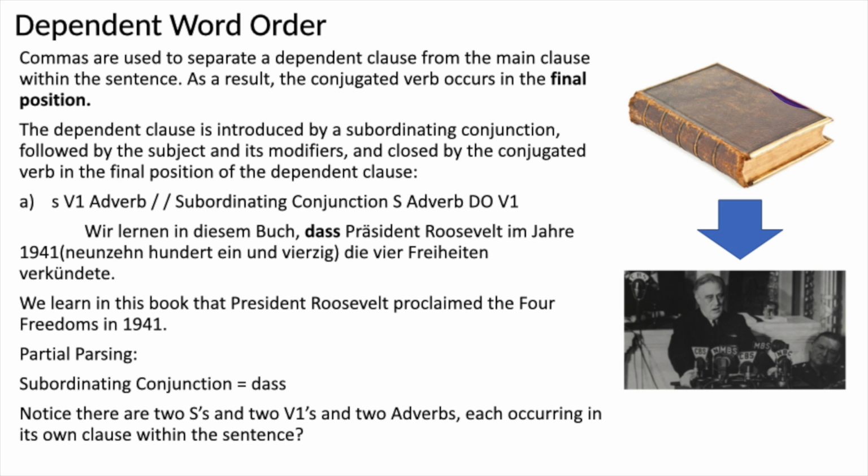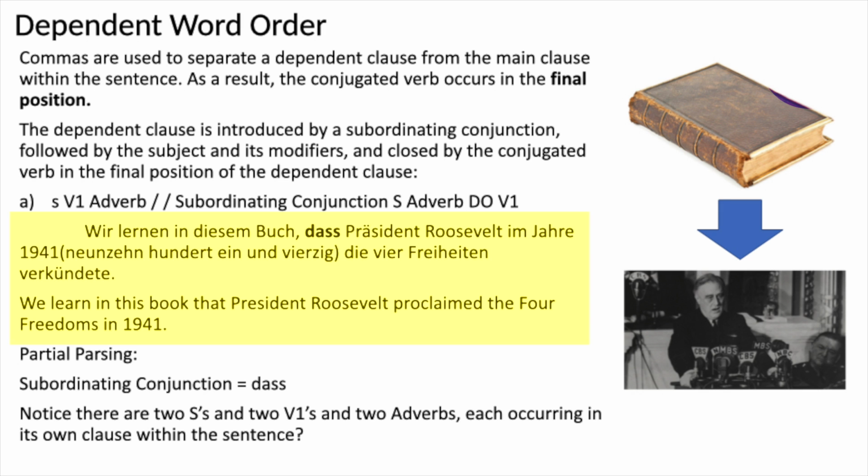Consider a fairly simple example: wir lernen in diesem Buch, dass Präsident Roosevelt im Jahre 1941 die vier Freiheiten verkündete. We learn in this book that President Roosevelt proclaimed the four freedoms in 1941. So we have two different ideas here. We learn in this book. We have a subject, a verb. We learn. Okay, so we have a clause there.